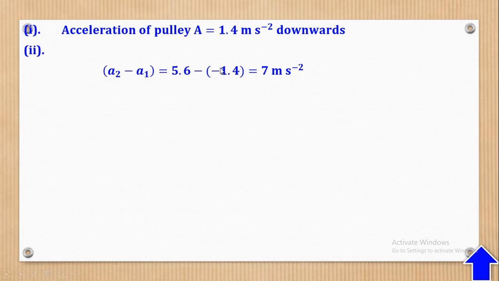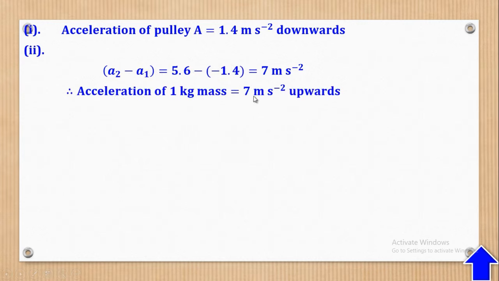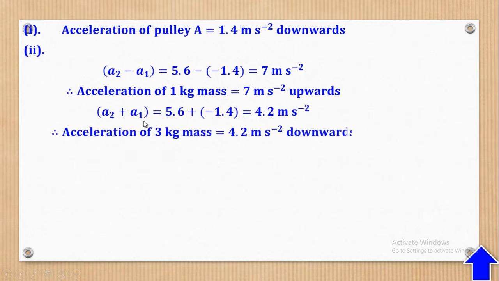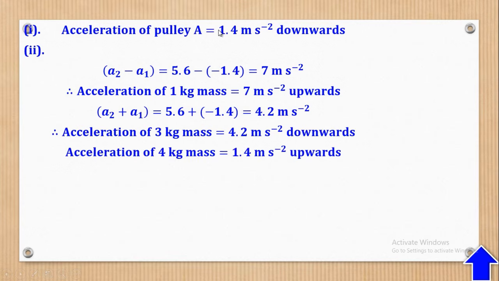We have to maintain the negative sign, meaning that acceleration of the 1 kilogram mass is 7 meters per second squared upwards. What about A2 plus A1? It will be 4.2, meaning that acceleration of the 3 kilogram mass is 4.2 meters per second squared downwards. And acceleration of the 4 kilogram mass is the same as acceleration of the pulley. Therefore, it will be 1.4 meters per second squared upwards.